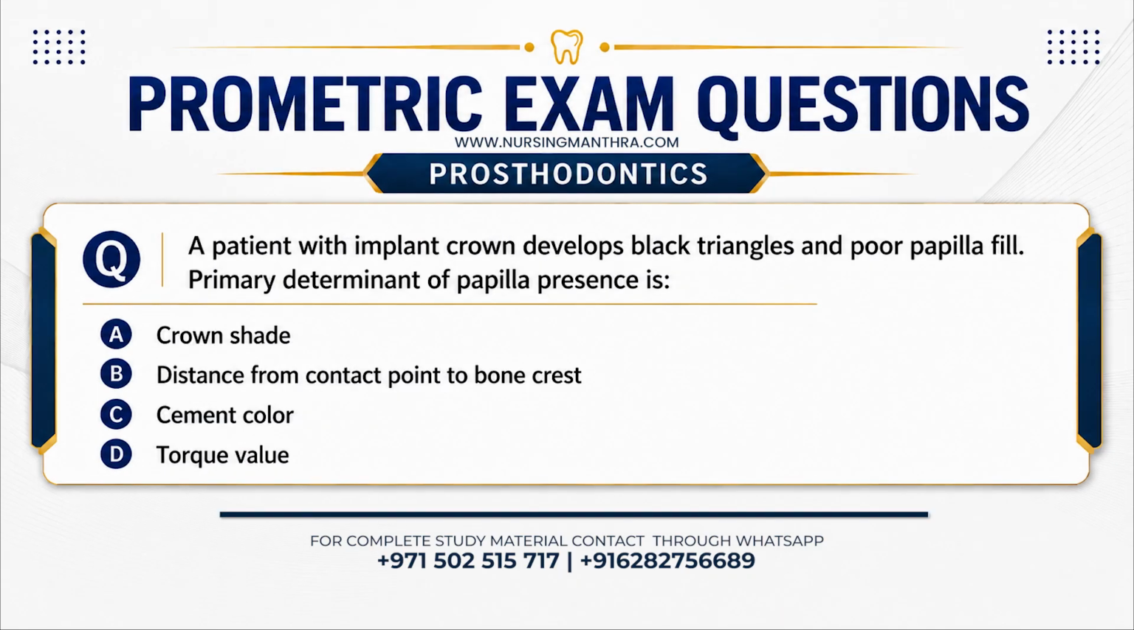A patient with an implant crown develops black triangles and poor papilla fill. Primary determinant of papilla presence is: A. Crown shade, B. Distance from contact point to bone crest, C. Cement color, D. Torque value.